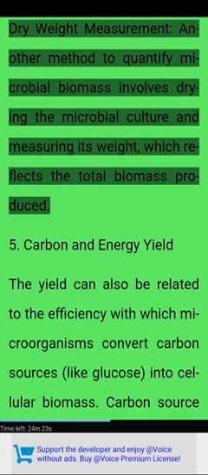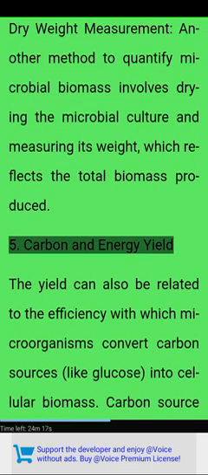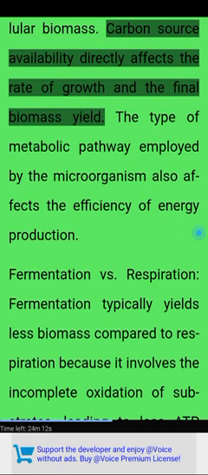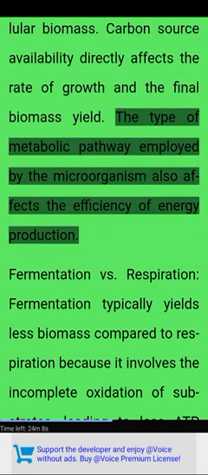Dry weight measurement. Another method to quantify microbial biomass involves drying the microbial culture and measuring its weight, which reflects the total biomass produced. 5. Carbon and energy yield. The yield can also be related to the efficiency with which microorganisms convert carbon sources, like glucose, into cellular biomass. Carbon source availability directly affects the rate of growth and the final biomass yield. The type of metabolic pathway employed by the microorganism also affects the efficiency of energy production.